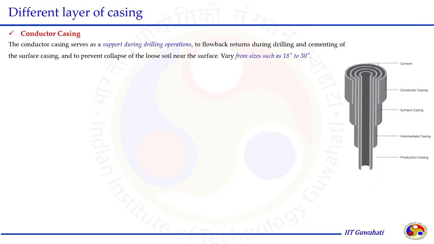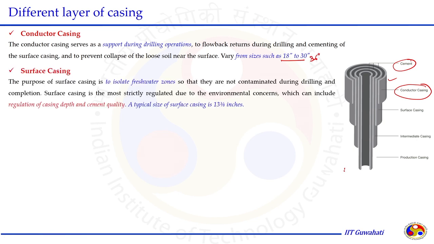Different layers of casing are installed during the drilling process. First one could be the conductor casing. This conductor casing serves as a support during the drilling operation. The conductor casing is the first one, a large diameter casing that is cemented with the ground. It provides good support for the further drilling process. It may vary in size, from 18 to 30 inches or up to 36 inches in diameter. After that comes the surface casing.